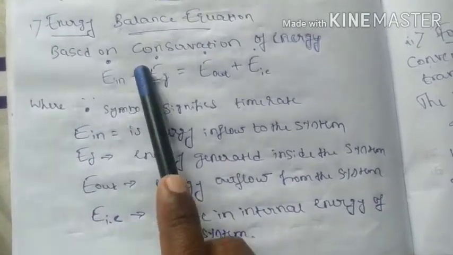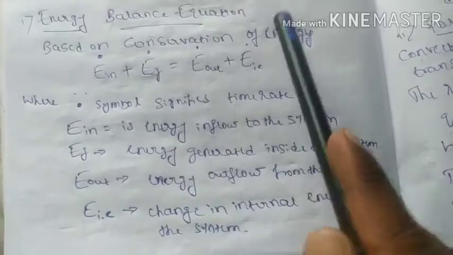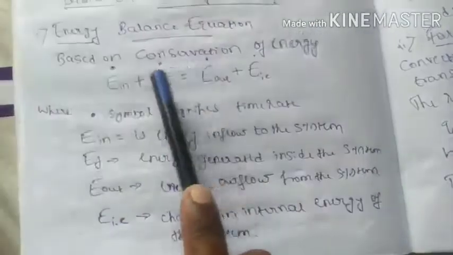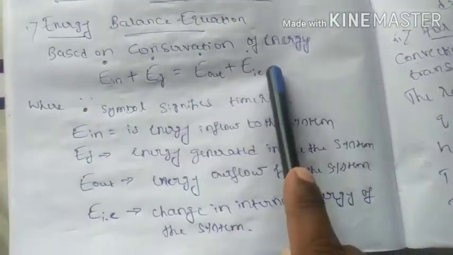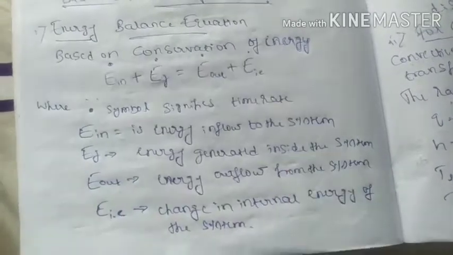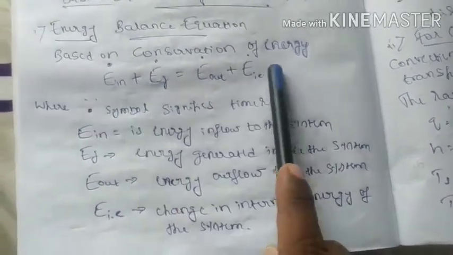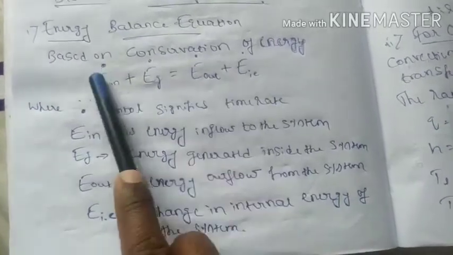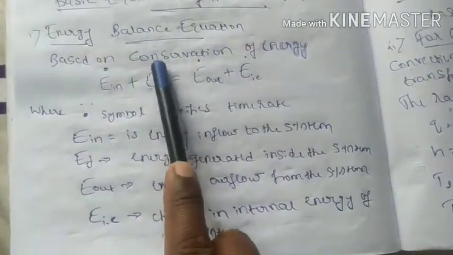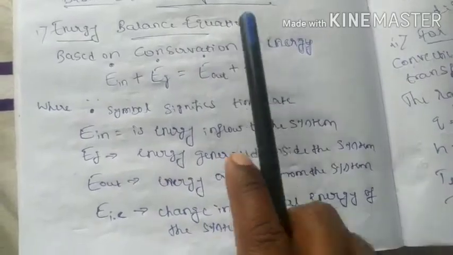So therefore, how much energy is generated, that much is going to be the change in outflow. How much inflow takes place, that much outflow is equal to. So this quantity is equal to this quantity. This is called the balance equation. When these two are equal, then it is under balance. This is called the energy balance equation according to the conservation of energy.